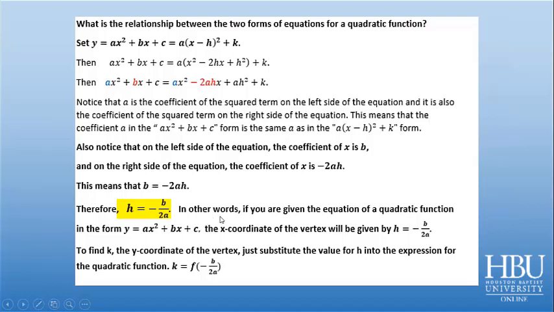So in other words, if you're given the equation of a quadratic function in the form y equals ax squared plus bx plus c, the x-coordinate of the vertex will be given by h equal to minus b over 2a. To find k, the y-coordinate of the vertex, you just substitute the value for h into the expression for the quadratic function. So k will equal f of minus b over 2a.